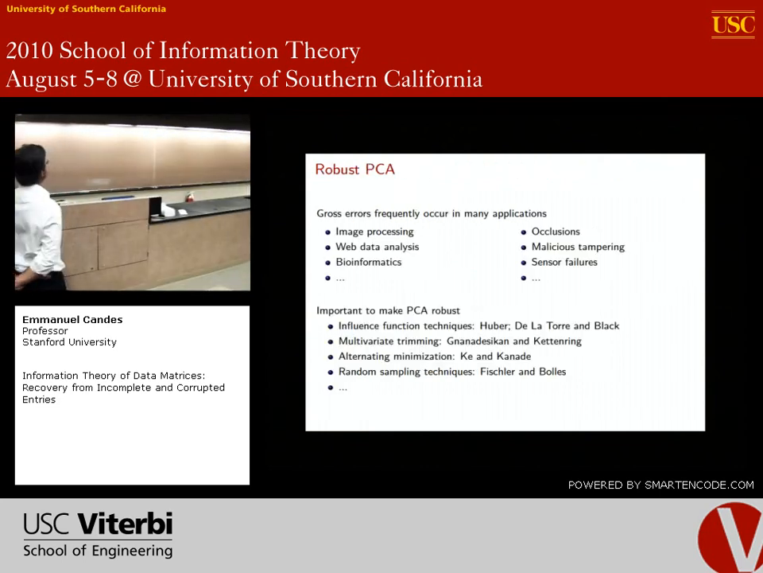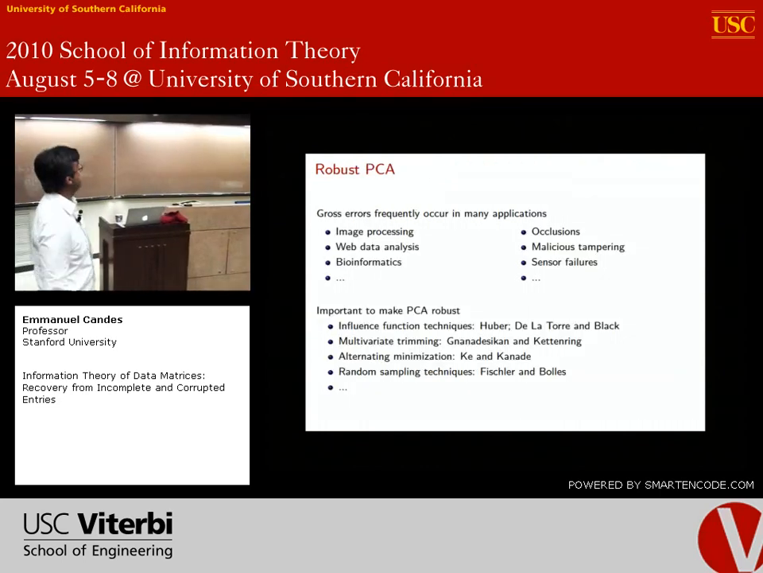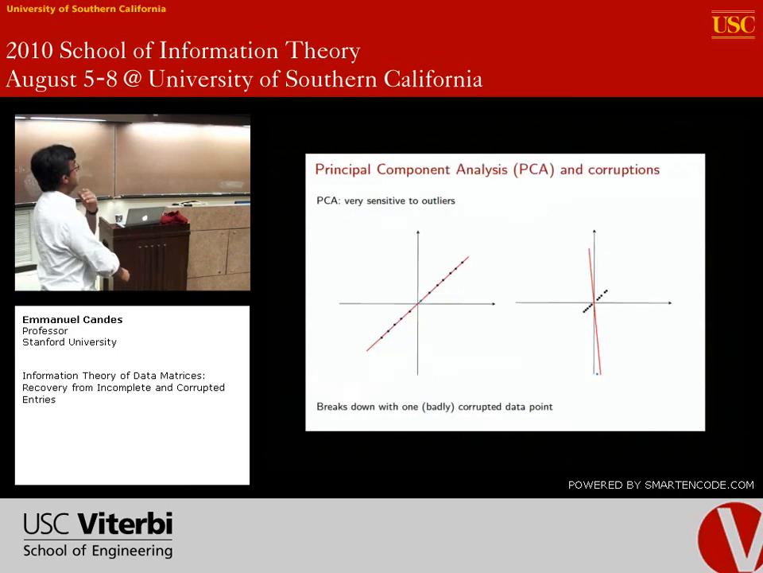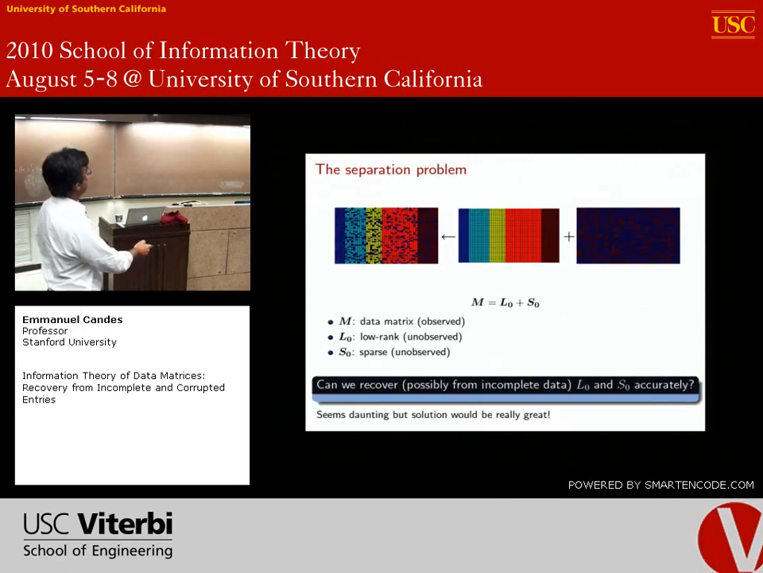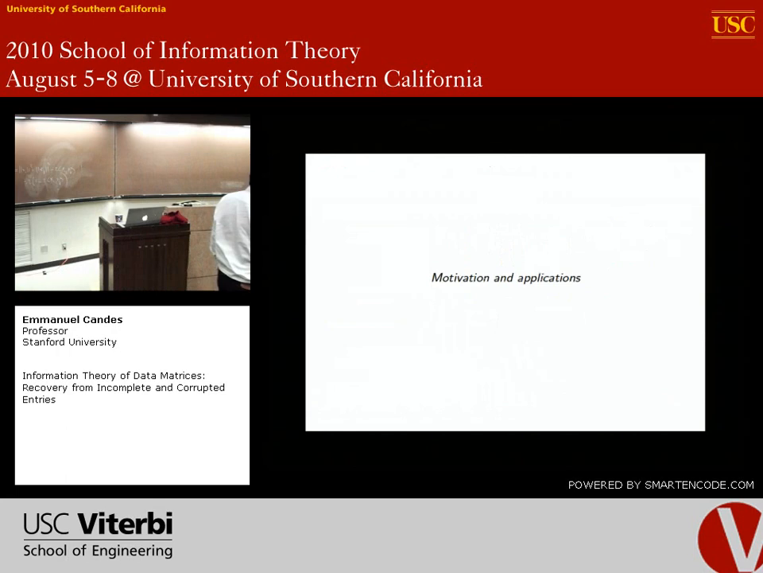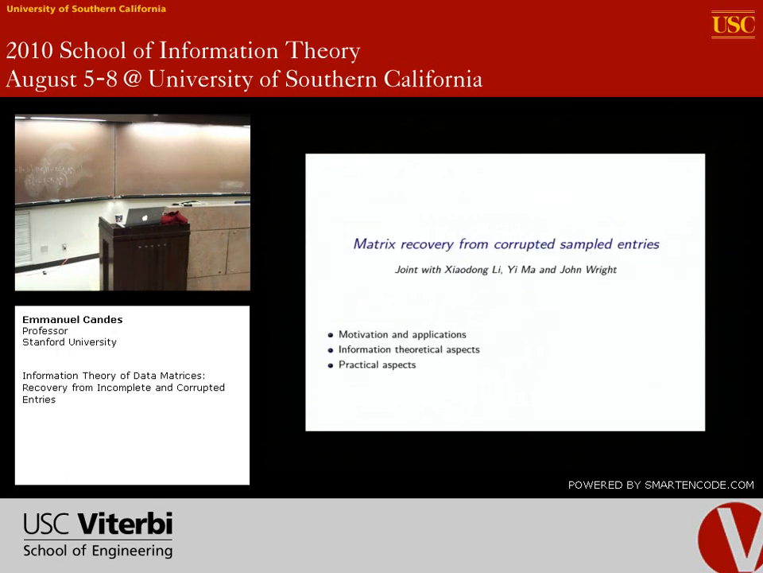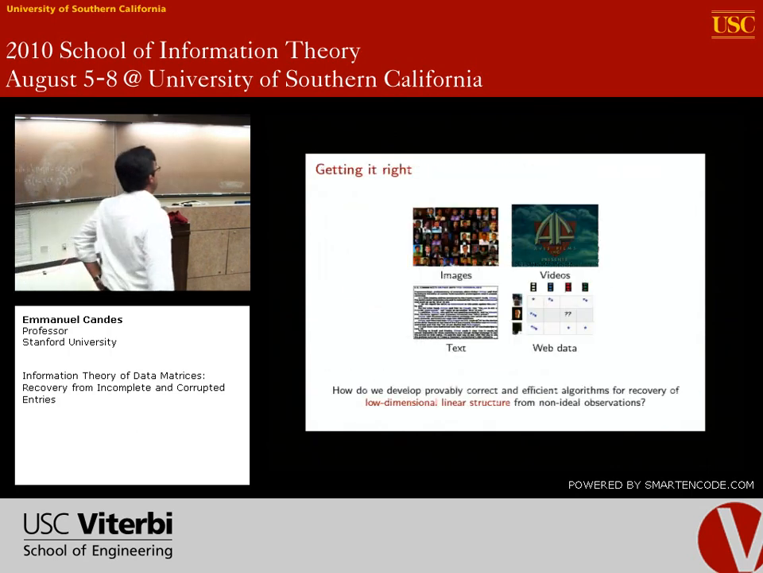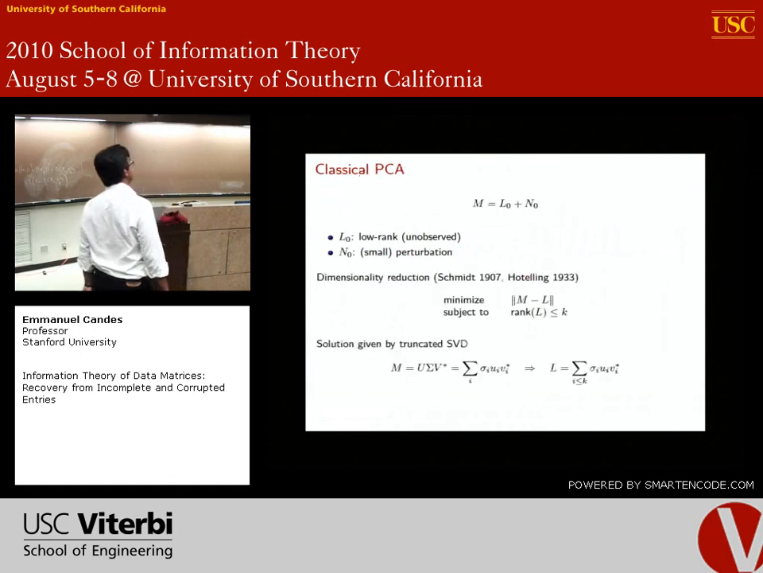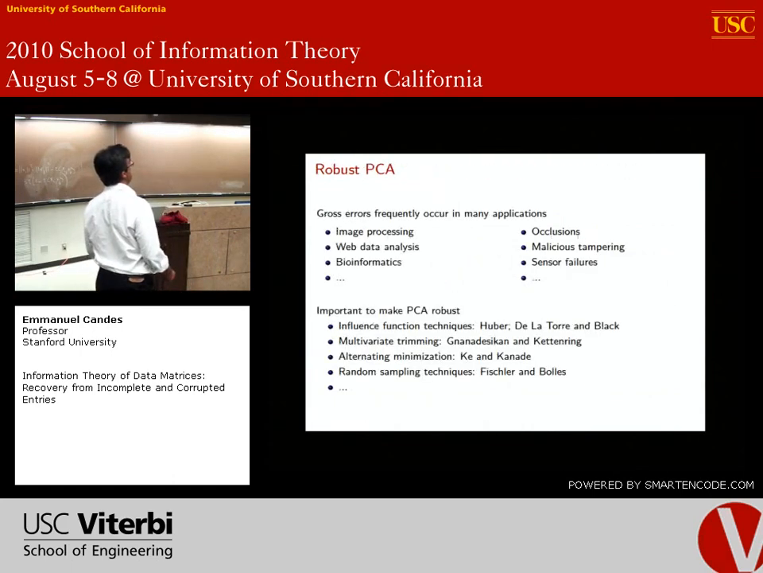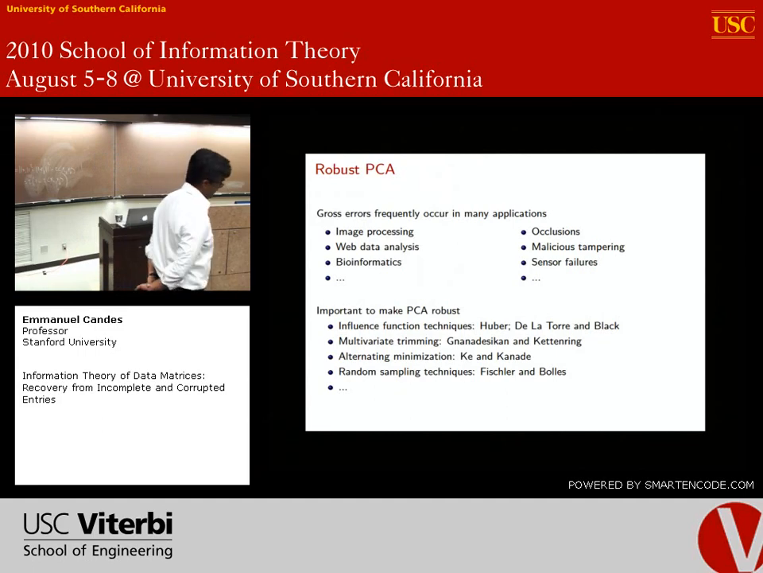And that is a problem because in modern data sets, we have all kinds of gross errors introduced in data sets. For example, my two colleagues, so I should say that the second part is joint with Xiaodong Li, who is a grad student at Stanford, Emma and John Wright, who are two wonderful computer vision people at Microsoft Research Asia. And so my colleagues working in computer vision or image processing have to deal with gross errors, and for them gross errors are typically occlusions.